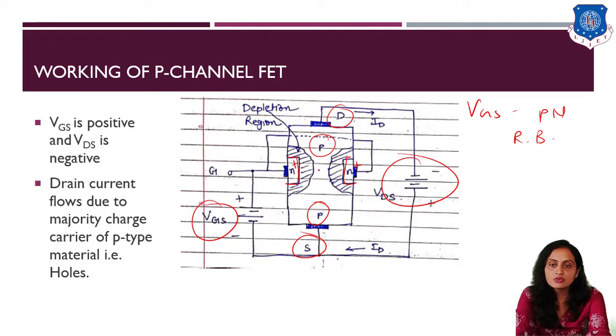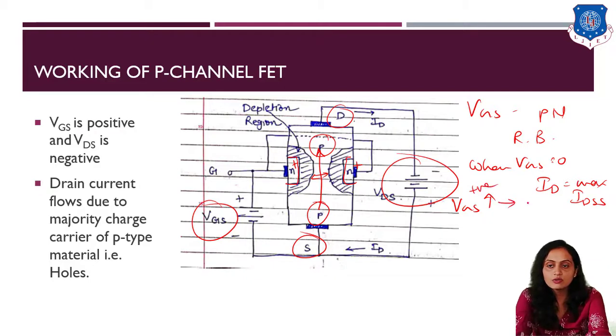Now when the gate to source voltage is 0, the channel width is maximum, and as we increase this VGS, the channel width is going to decrease, and the number of holes moving from source to drain is also going to decrease. So we can say when VGS is equal to 0, ID is maximum, that is IDSS. But when VGS is high, that is positive, as we keep on increasing, at a certain point we will find that ID becomes 0, and that is VGS off.